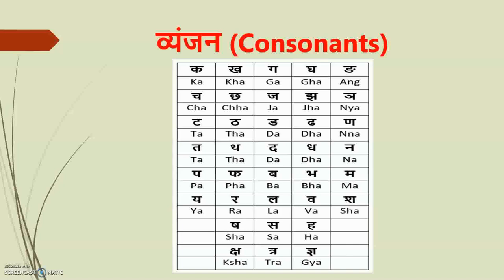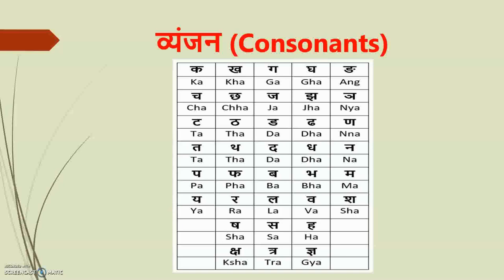So here in the first row or group, the first letter that we see here is K. The next one is K. The next letter is G. Then is G. Then we have G. And the last one in the first row is Ang. So the first one is K, then K, then G, then G, and the last one is Ang.